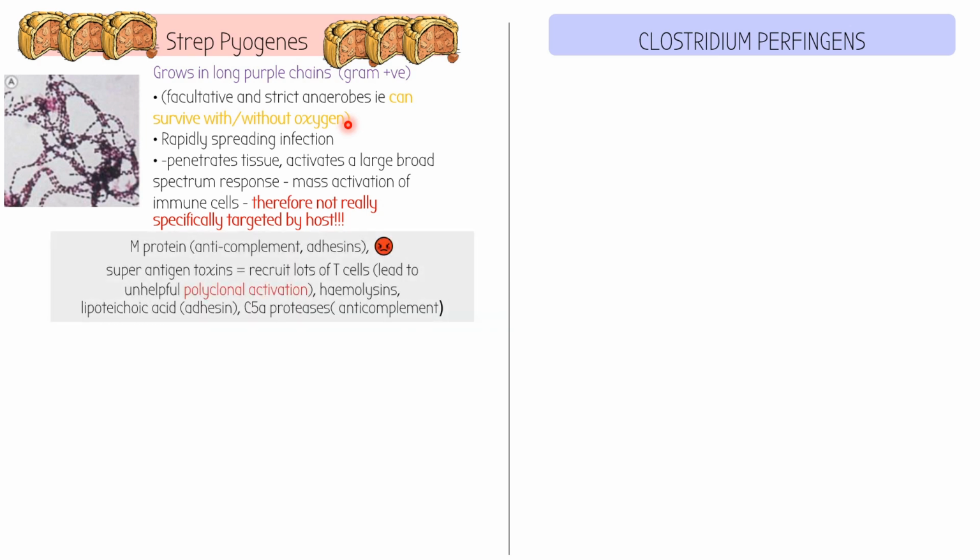There's a couple of virulence factors that you should know about. The most important is M protein, which works against complement. We've also got super antigens. These recruit a lot of T cells at once.